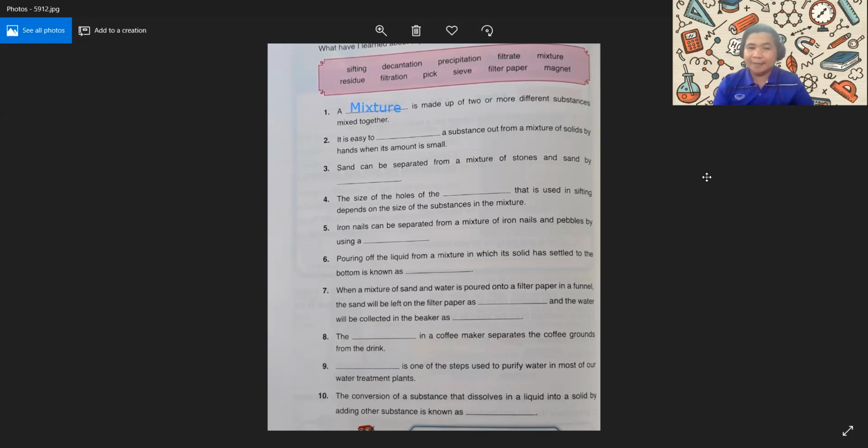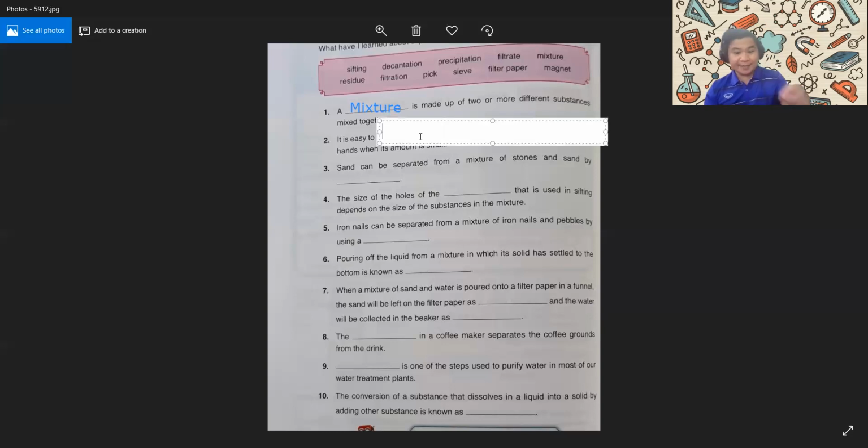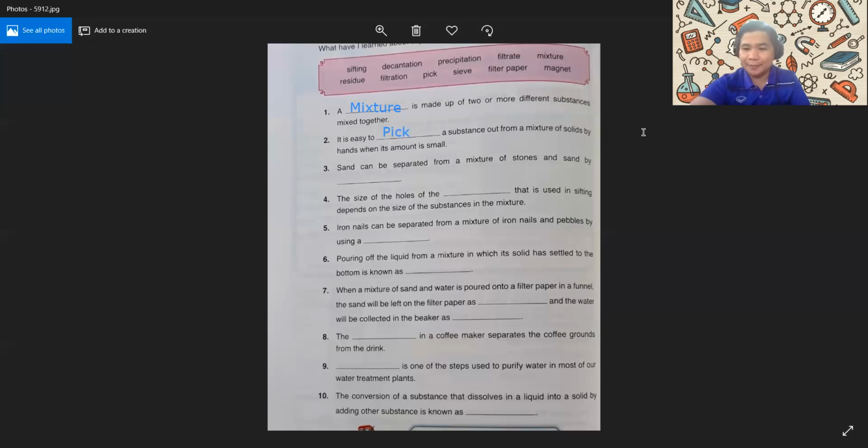Number two, it is easy to blank a substance from a mixture of solids by hands when its amount is small. Now, remember the first separation technique I taught you using your hands? What is that called? It's called picking. So, is there picking there in the choices? Wait for a while first. No, there's not. But there is this one, pick. So the answer to number two is pick.